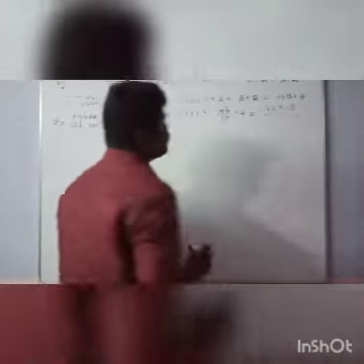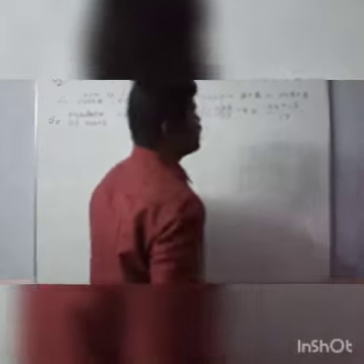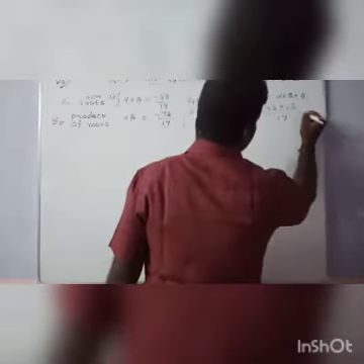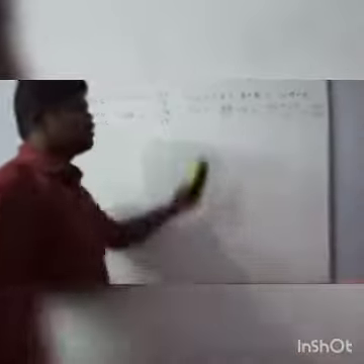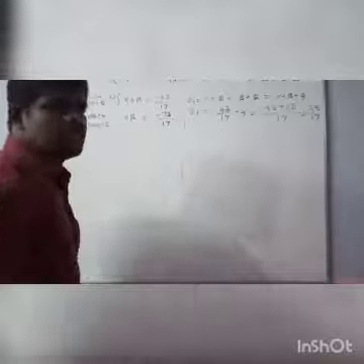68 divided by 17. So 25 is remaining. Here 25 by 17. This is the summation 1 value. And summation 2 value is what?